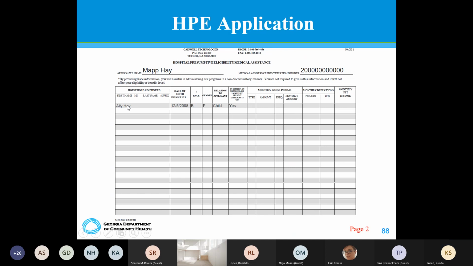Two is Allie Hay because she couldn't fit on page 1, so we're going to have to put her on page 2. The applicant's name is the same name that you put on page 1, and the same ID number you put on page 1, you put on page 2. So Allie Hay, date of birth is 12/5/2008. Put the race, the gender, the relation, and then yes for citizen.